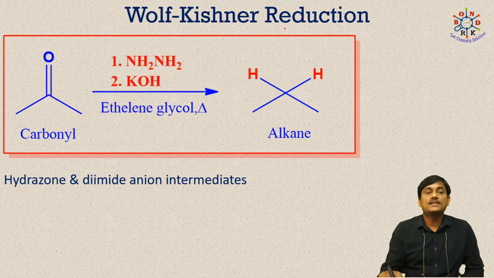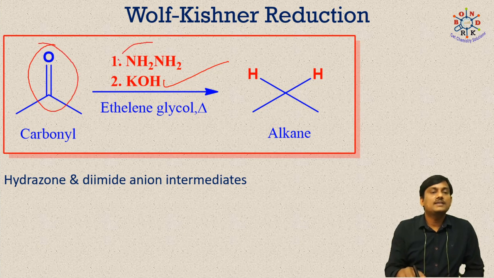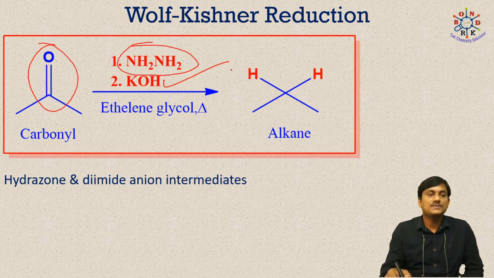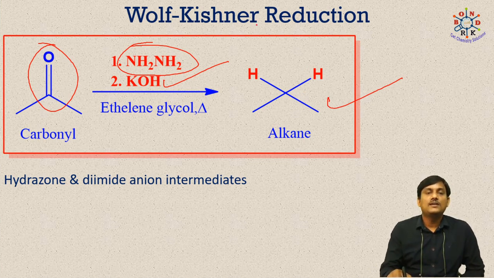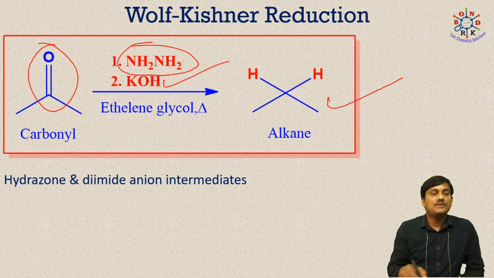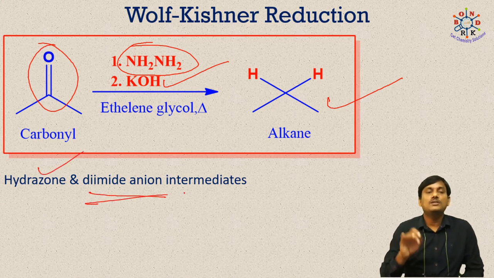In Wolff-Kishner reduction, this reduction is performed under basic condition. First, there is a reaction between carbonyl compound and hydrazine. There is a formation of hydrazones. Upon treating with KOH in ethylene glycol, there is a formation of alkane. Simply, there is a conversion of C=O into CH2. What is the difference between Clemmensen reduction and Wolff-Kishner reduction? In Clemmensen, the conditions are acidic. In Wolff-Kishner, the conditions are basic. Here, there is a formation of hydrazone and diimide anion intermediates.